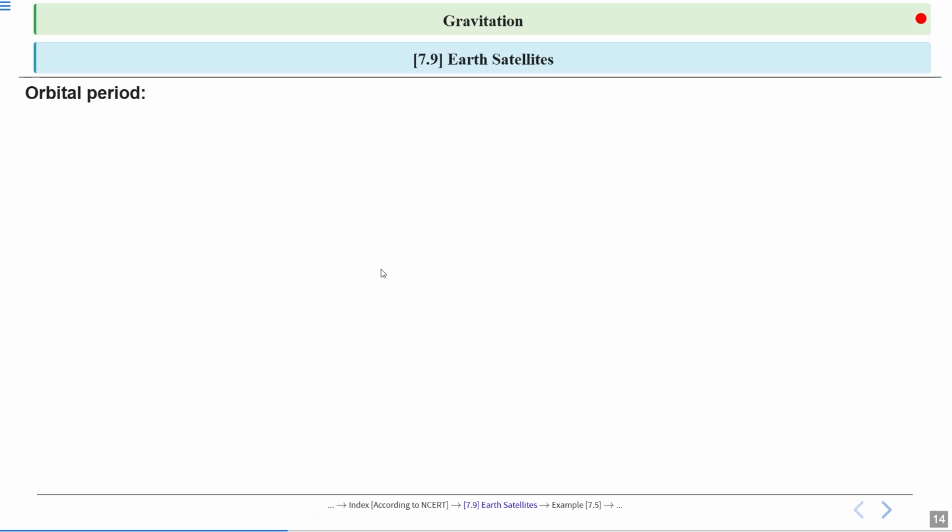Let's see the orbital period. So let's begin by substituting the expression for the orbital velocity, v₀ = √(GMe / r), into the formula for the orbital period, that is T = 2πr / v₀. So now observe the resulting equation, T = 2πr / √(GMe / r). This equation shows how the orbital period depends on the radius of the orbit and the gravitational constant.